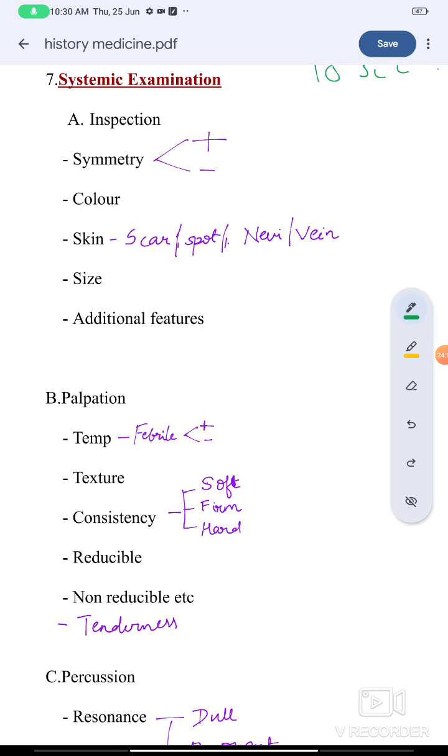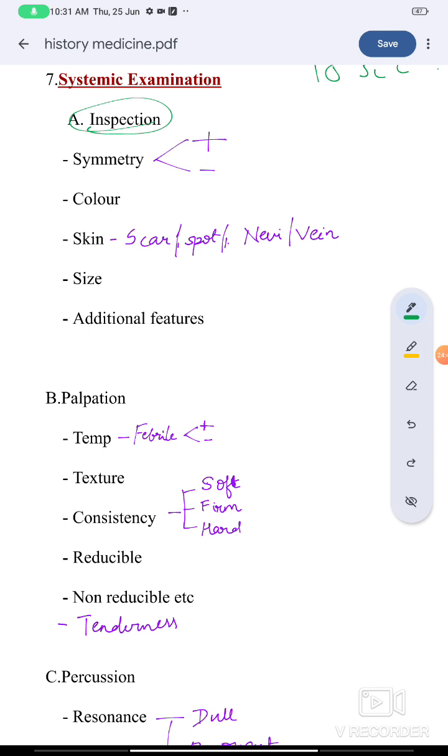Next comes the systemic examination. It is different for different systems, but here we will just discuss the general overview of what you have to write. Systemic examination has four steps: inspection, palpation, percussion and auscultation. So, inspection. In inspection, you have to write what you see. You do not touch the patient.